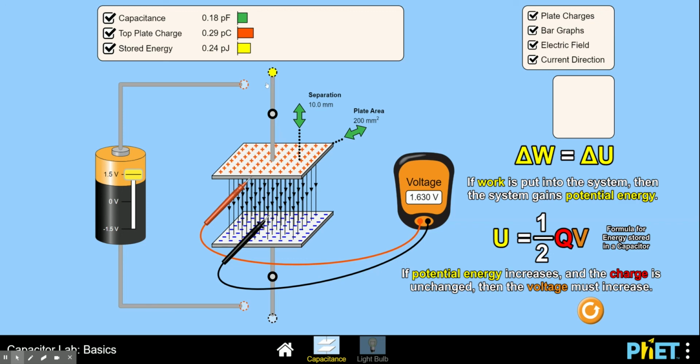Oftentimes, I'll see students confuse two situations like this. They'll be using rules that they're used to seeing when a capacitor is connected to a battery in a situation where capacitors are actually not connected to a battery. So you don't want to confuse those two systems because, as you just saw, the rules for them are a little bit different. And that's just something to keep in mind as we go forward.